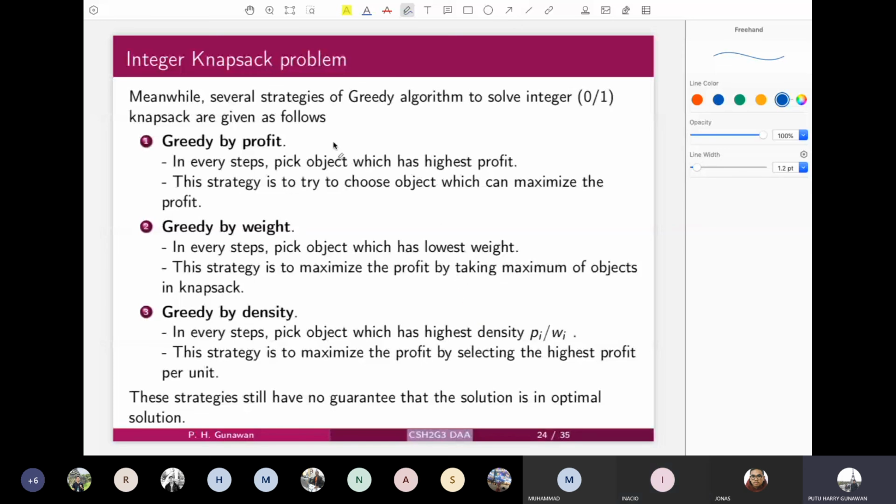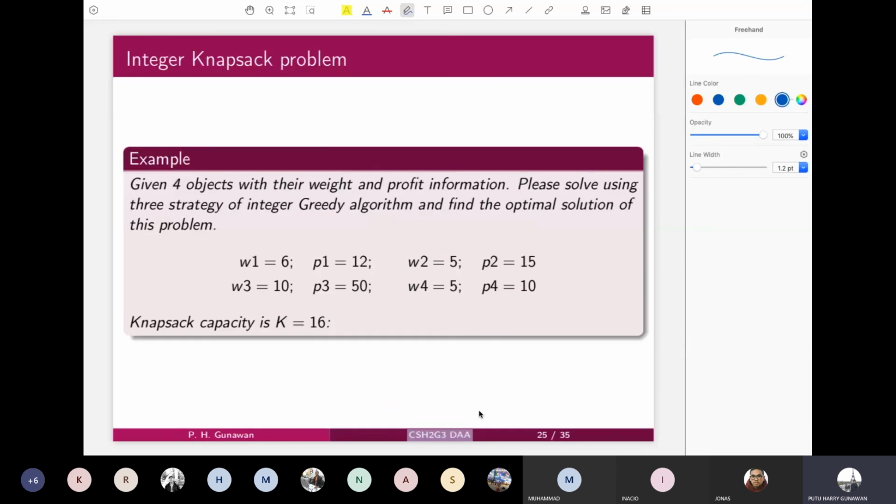And how about the integer knapsack by greedy? We have three strategies we can use. First, greedy by profit. Second, greedy by weight. Or third, greedy by density. But these strategies still have no guarantee that the solution is optimal. Now let's go to the example.